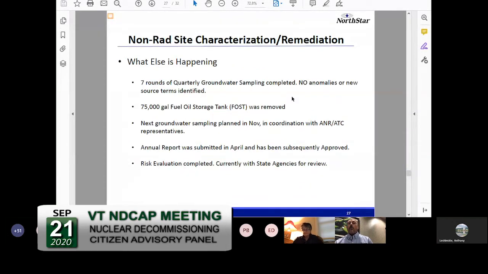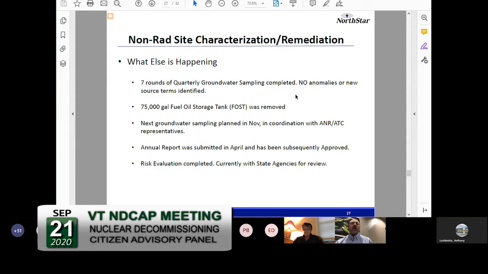We've done multiple rounds of groundwater sampling, 7 rounds quarterly. We found no anomalies or new source terms. That's a good story. We don't expect to be surprised at the site, but having the material and the information from the data collection match exactly what we believe exists on the site is an important step for us in having confidence with our remediation strategy.